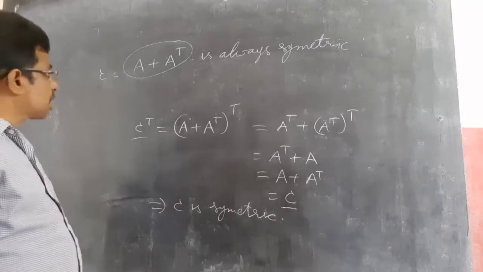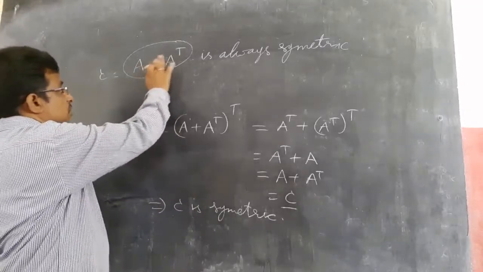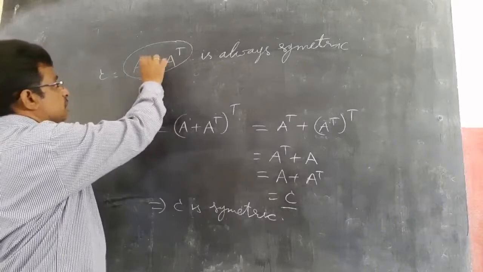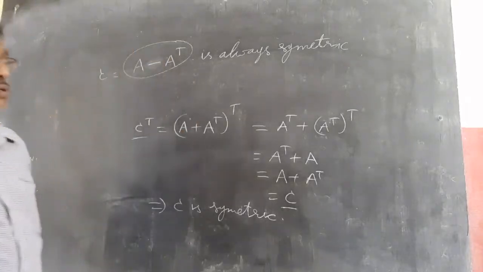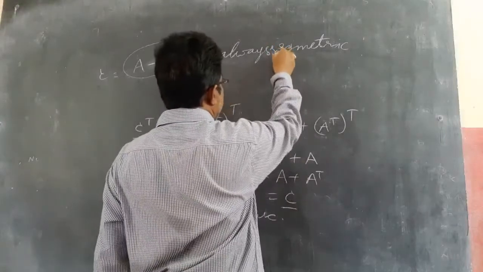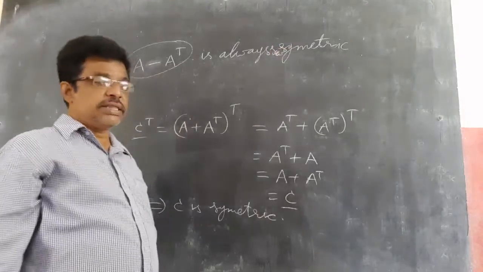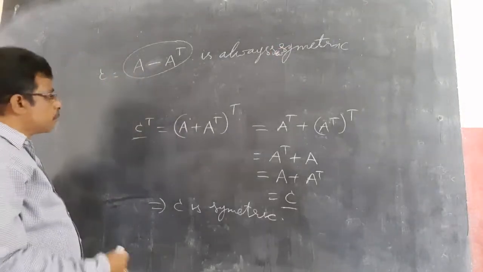Next, if the same C is A minus A transpose, then it is always skew symmetric. If it is A minus A transpose, then always skew symmetric. We will prove all this.